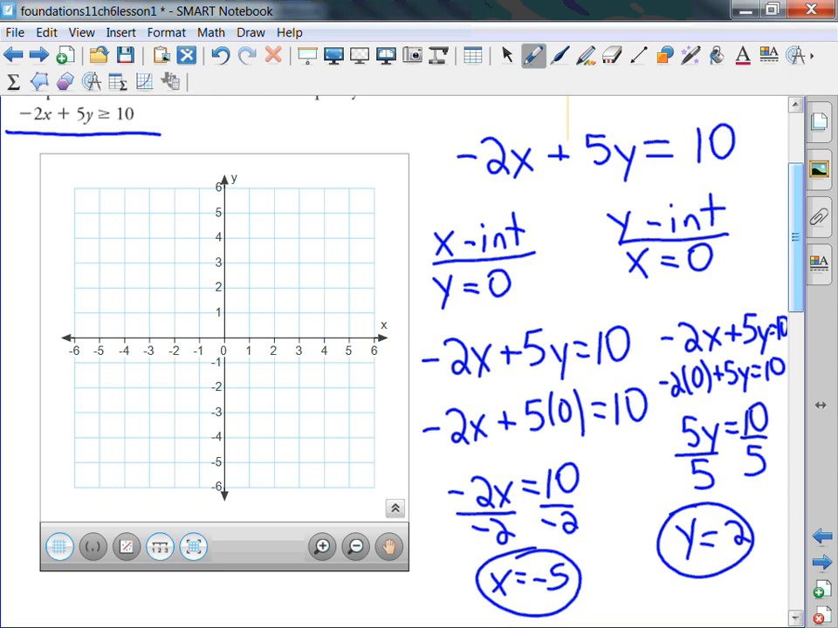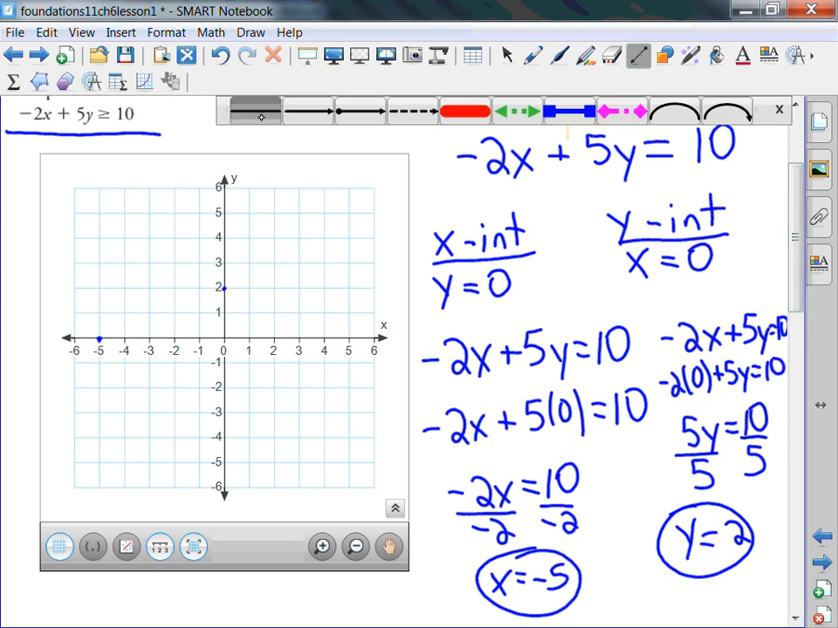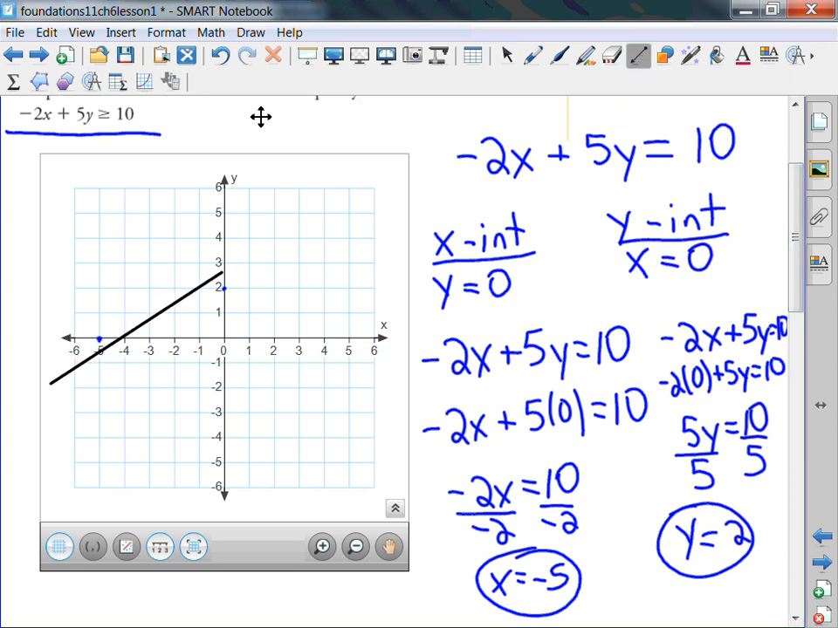We're going to take those two pieces of information over to our graph and plot those 2 points. Our x-intercept of negative 5, our y-intercept of positive 2. We are going to connect those with a line, and we'll use the line tool to make a nice straight line. Connect those 2 points. And now we have our boundary line for our linear inequality.